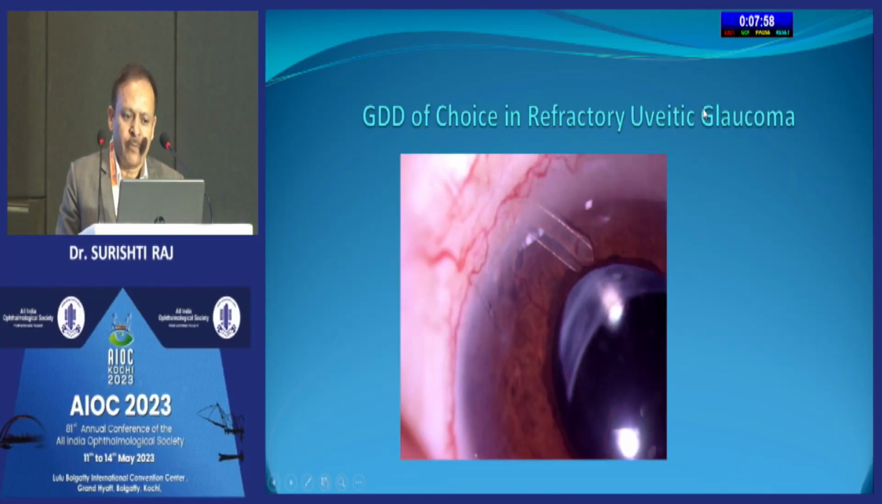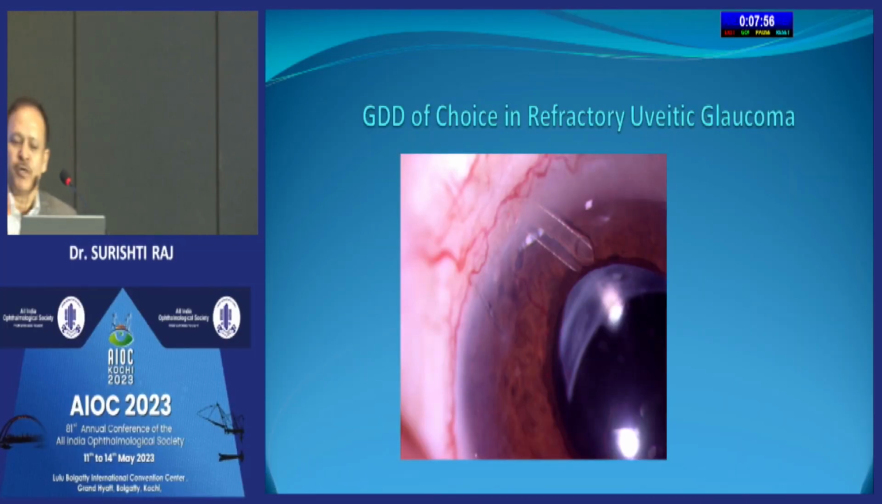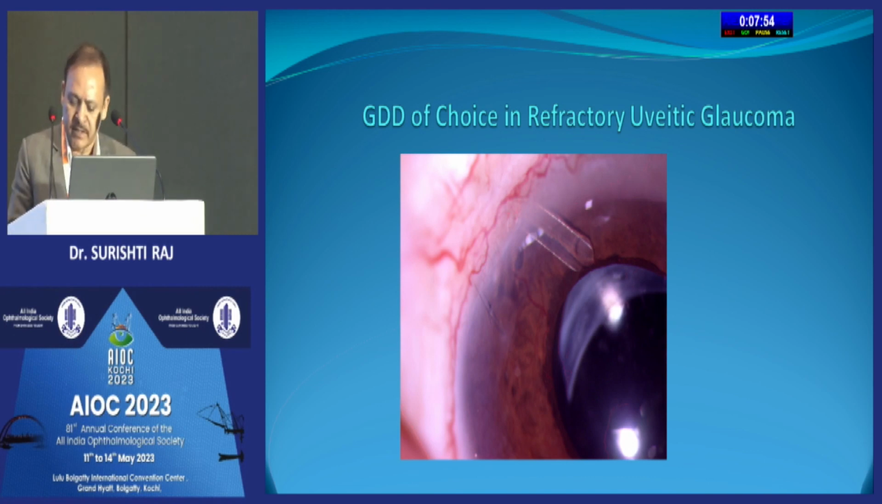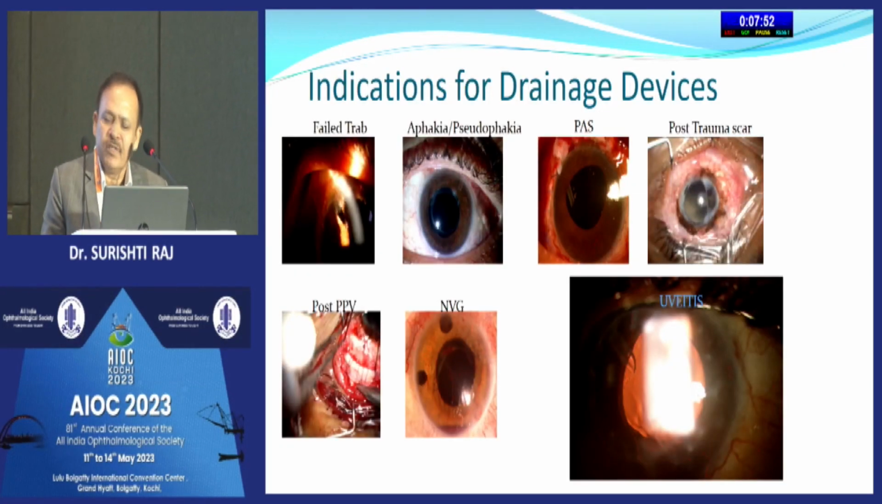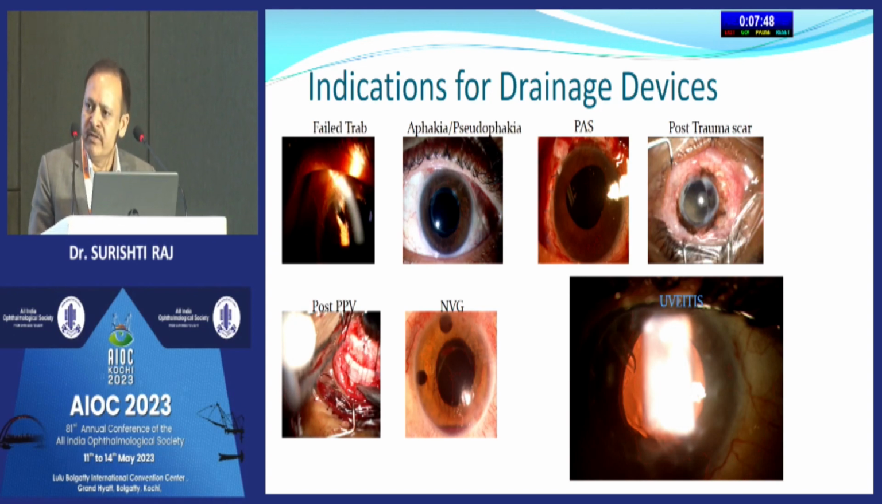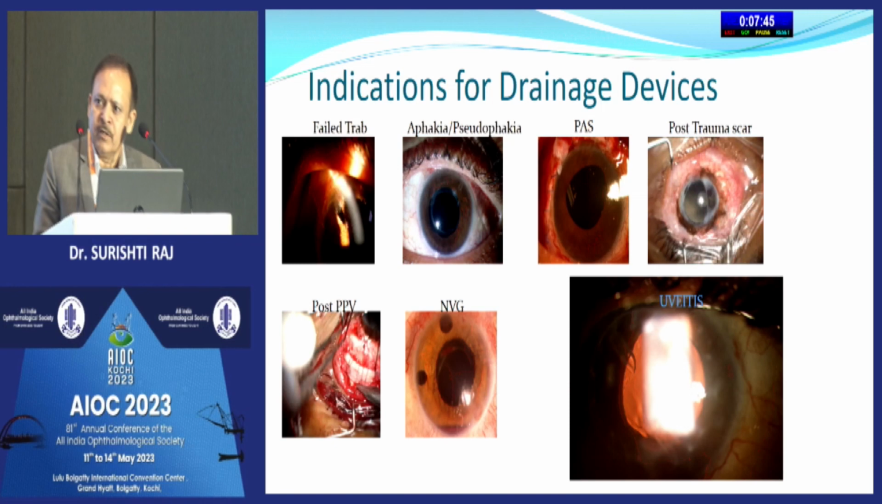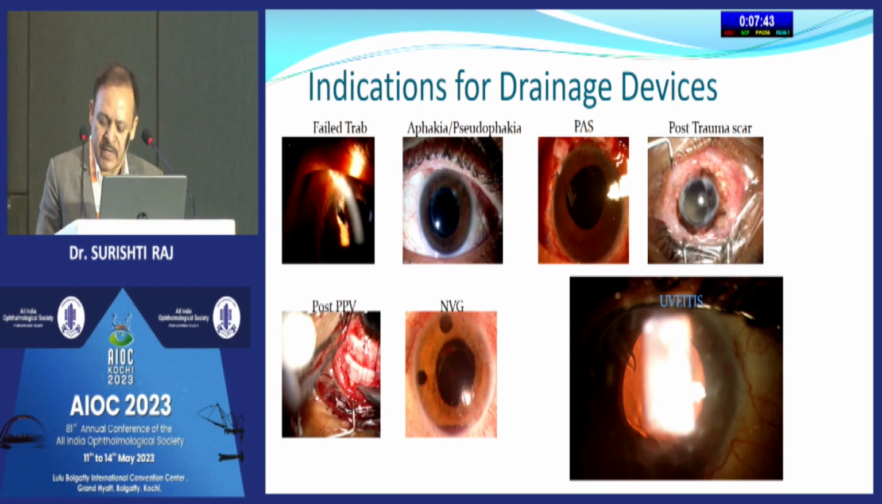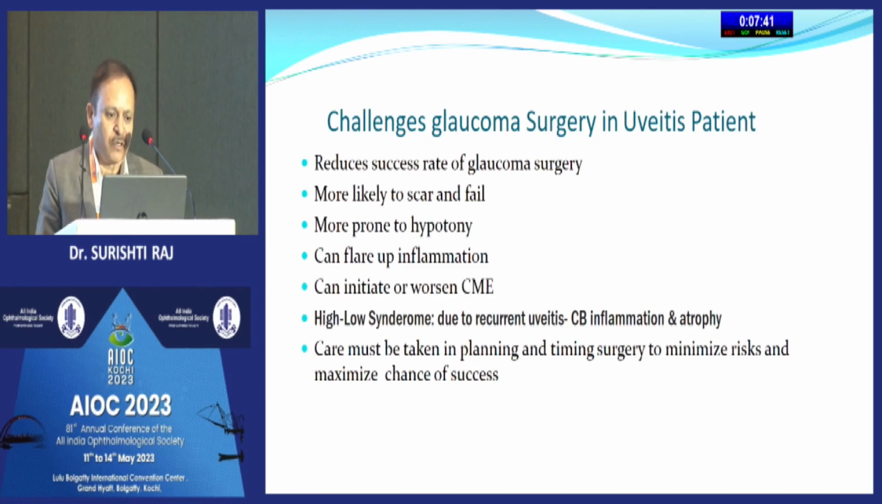So, I'll be talking about GDD of choice in refractory uveitic glaucoma. These are the various indications for drainage devices. Today I'll be talking about uveitic glaucoma. Apart from these, this can be done as a primary stent also. So, what are the challenges we face in glaucoma surgery in uveitis patients?